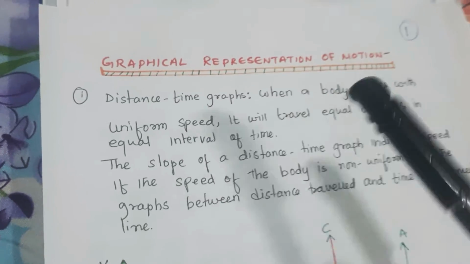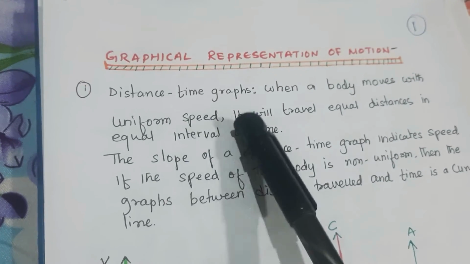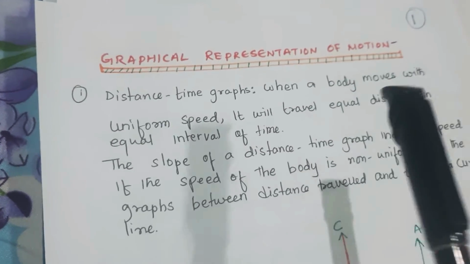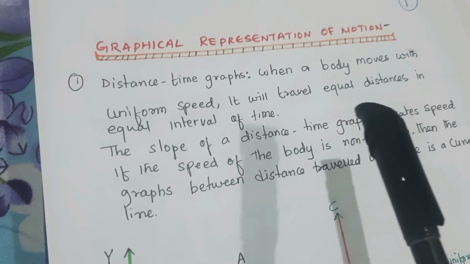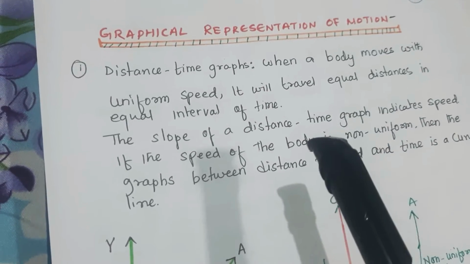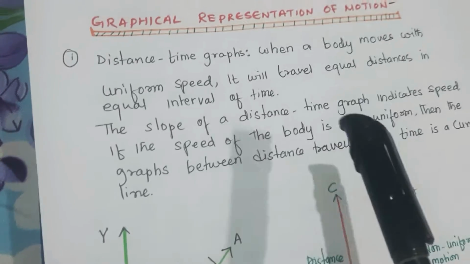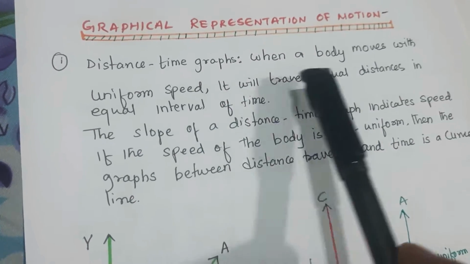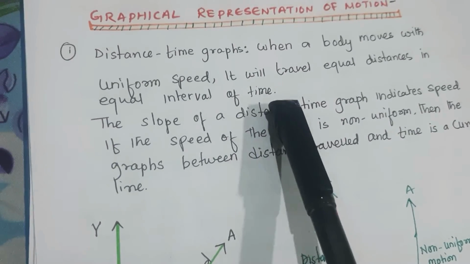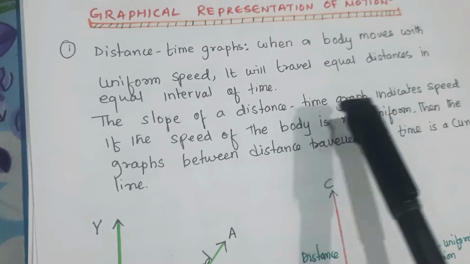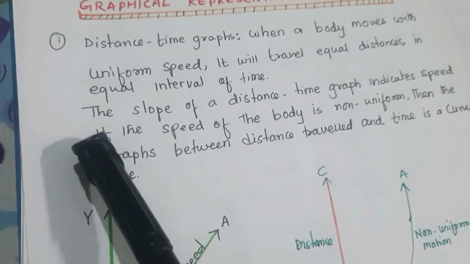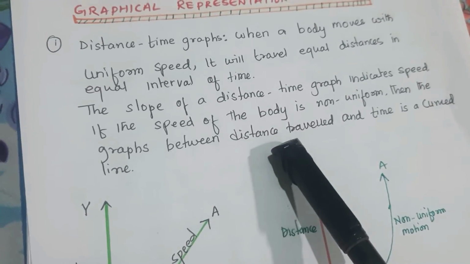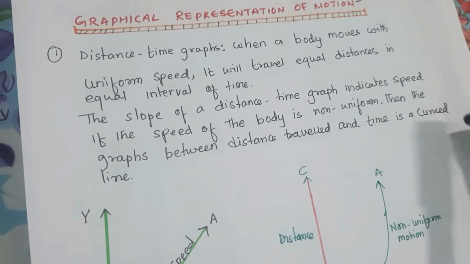So when a body moves with a uniform speed, it will travel equal distance in equal intervals of time. Already in the previous classes, we had learned what uniform motion actually is. Uniform motion is when an object covers equal distance in equal intervals of time. So here it's the same thing. The slope of a distance-time graph indicates speed. If the speed of the body is non-uniform, then the graph between distance traveled and time is a curved line.